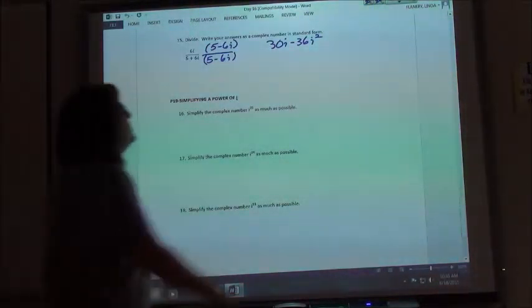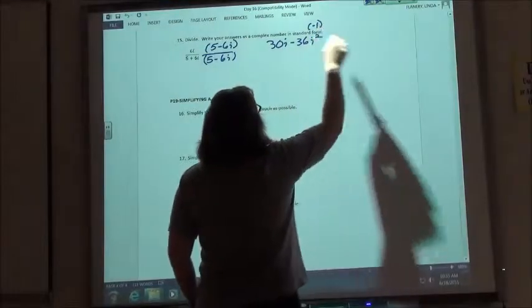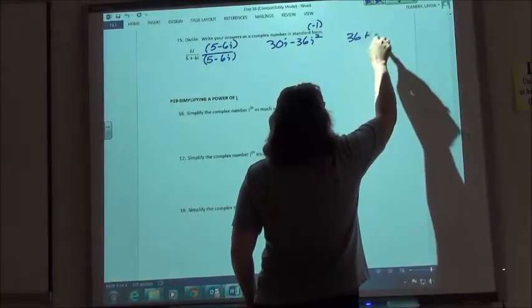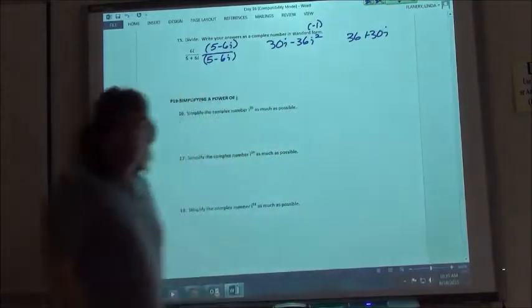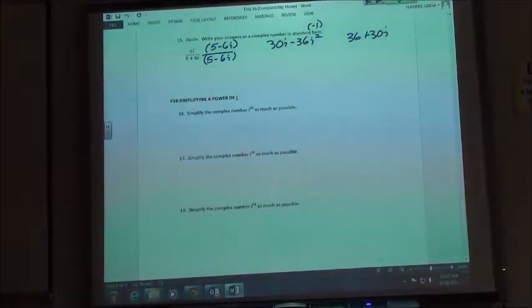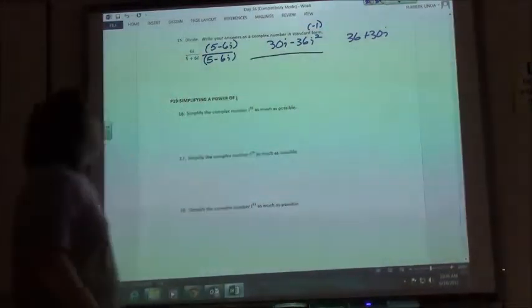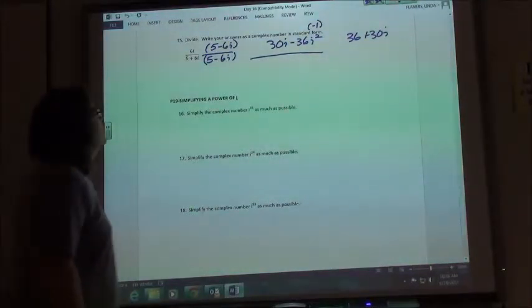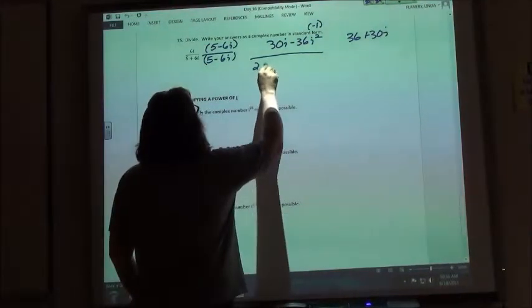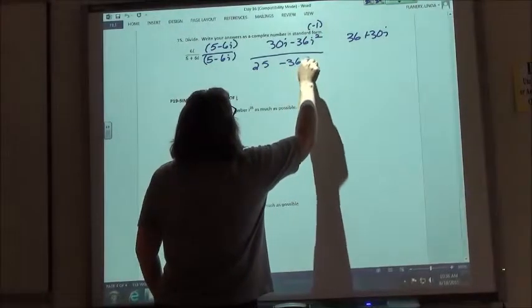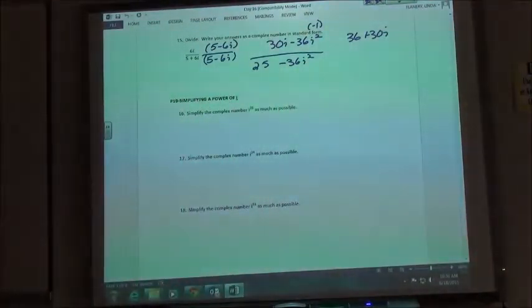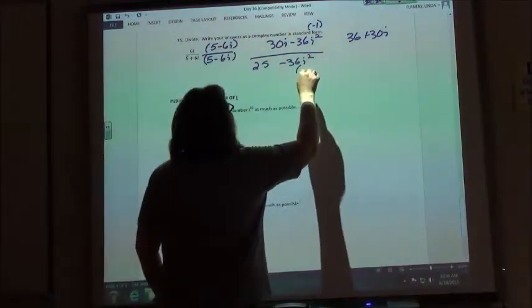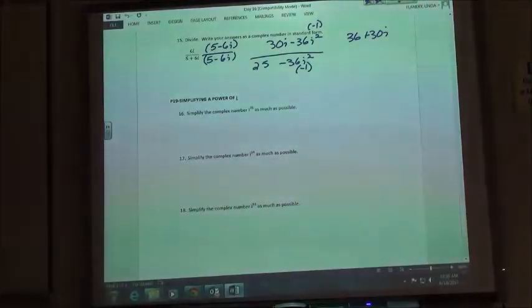i squared is equal to negative 1, so that makes that a positive 36 plus 30i if I put it in standard form. On the bottom, if we multiply that out, we would get 25 minus 36i squared, because we know our two middle terms are going to cancel out anyway. And so if we substitute in our negative 1, 25 plus 36 would give me 61.